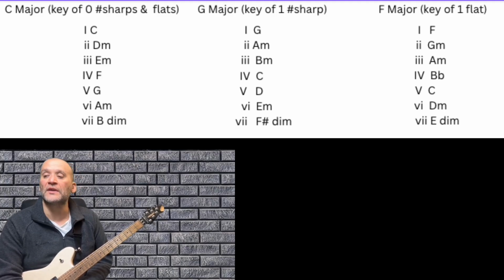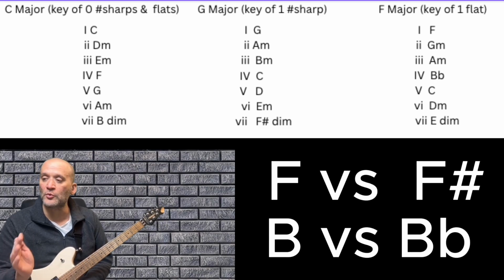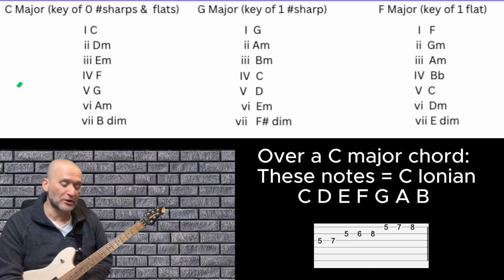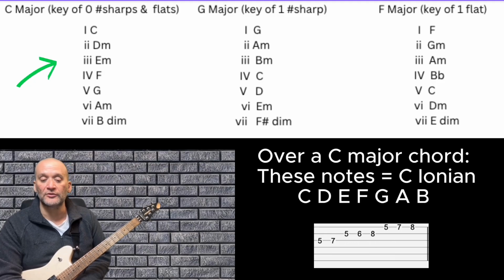What you have to start doing is figure out what kind of F, whether it's F natural or F sharp, and what kind of B, whether it's B natural or B flat. And different configurations will give you each mode. So play the notes C, D, E, F, G, A, B over a C major chord, and you are playing the Ionian mode. A very happy, cheerful sound.